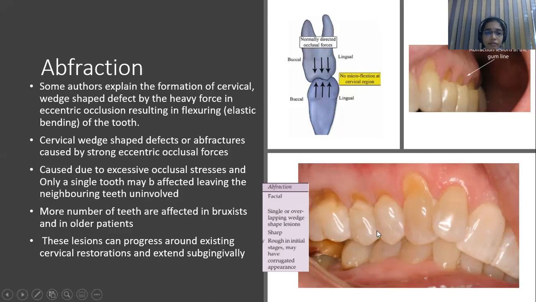Only a single tooth may be affected, leaving the neighboring tooth uninvolved, or many teeth may be affected. More teeth are affected in patients having parafunctional habits such as bruxism. These lesions can progress around the existing cervical restoration and can also extend gingivally. So here you can see the features of abfraction, and they are usually present on the facial surface. The tooth may be affected singly, or there may be an overlapping wedge-shaped lesion. The margins of the lesion are sharp, and they may have a corrugated appearance.